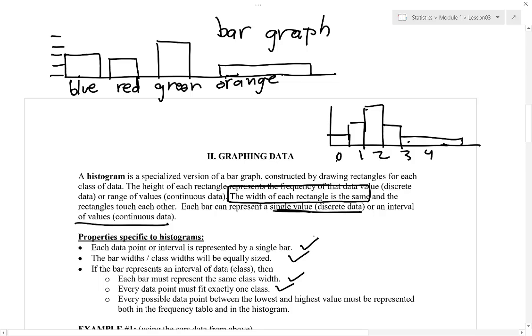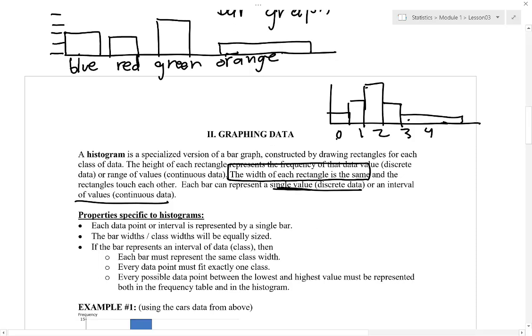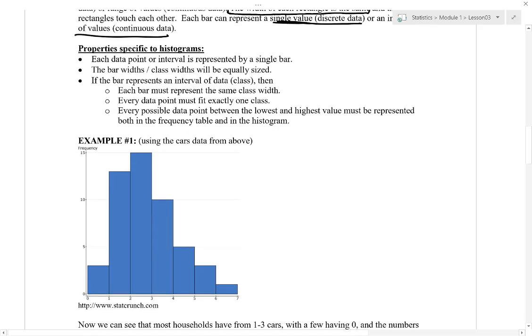I'm going to discuss this in more detail when we get to continuous data. Every data point between the lowest and highest value must be represented both in the frequency table and in the histogram. So I'm going to come back to these definitions. If you're not quite clear on that third bullet point yet, that's okay. Once we get into continuous data later on in the lesson, I'm going to come back to this definition. So for now, let's just see a histogram from the car's data and just kind of see what that looks like.